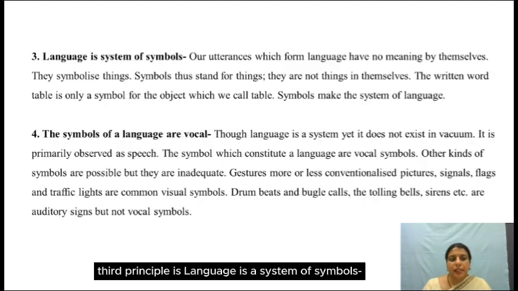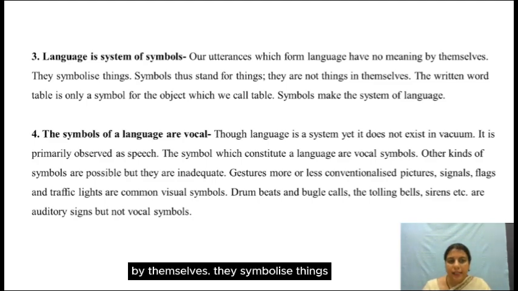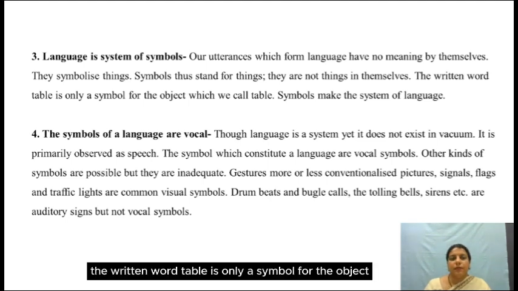Third principle is language is a system of symbols. Our utterances, which form language, have no meaning by themselves. They symbolize things. Symbols thus stand for things. They are not things in themselves. The written word table is only a symbol for the object which we call table. Symbols make the system of language.